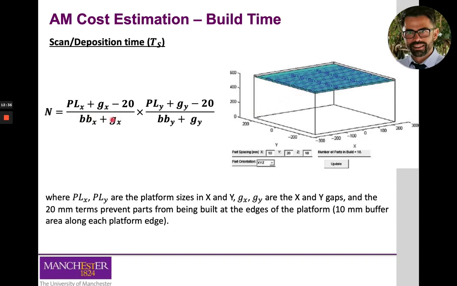And then we divide that by the dimensions of the bounding box in the X direction, and we add the gaps also between the bounding boxes in the X direction. By doing so, we can calculate the maximum number of parts that we can fit in the X direction. Using the same principle, we can calculate the number of parts that fit in the Y direction. Multiplying these two parts of the equation, we get the total number of parts that we are able to fit into the building platform.